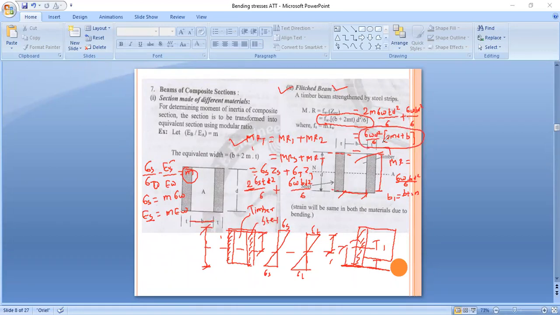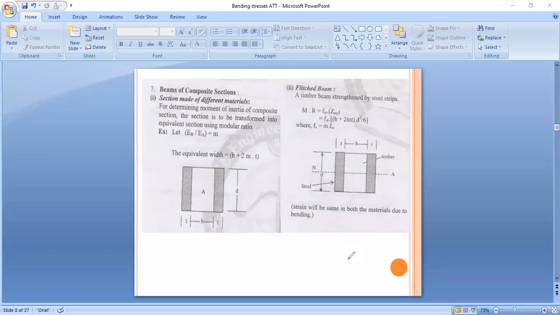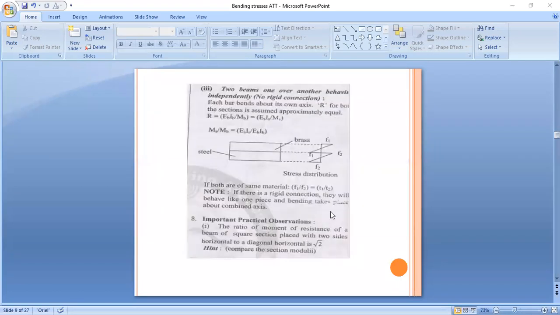Okay. This is our flitched beam concept. In that, you have to remember that this equation is valid if the extreme fiber length is the same. Then and only then this equation is valid. Otherwise, it is not applicable. Then we will move towards the next point.